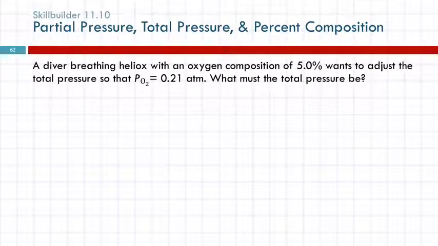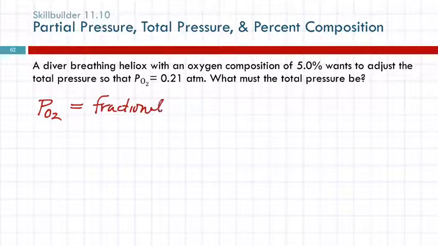Okay, so let's do a problem here. A diver breathing heliox with an oxygen composition of 5% wants to adjust the total pressure so that the partial pressure of oxygen equals 0.21 atmospheres. What must the total pressure be? So this is using that relationship that the partial pressure of the component equals the fractional composition times the total pressure. It bothers me that your book doesn't give you a letter for that.